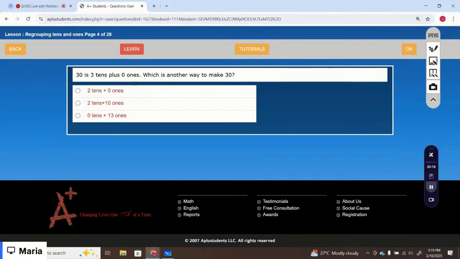Thirty is 3 tens plus 0 ones, which is another way to make 30, which is the correct option. That is 2 tens and 10 ones. Option number 2 is the correct option.